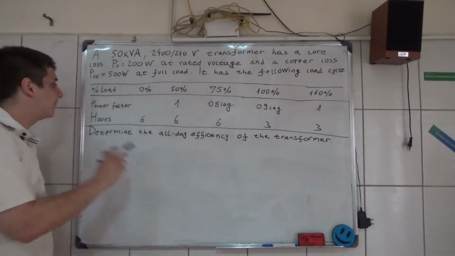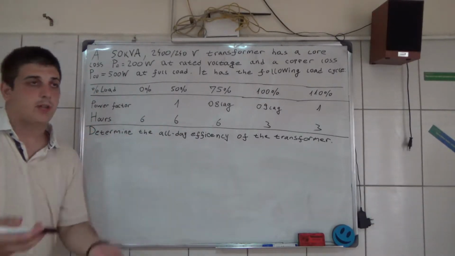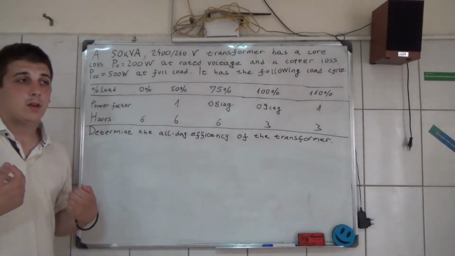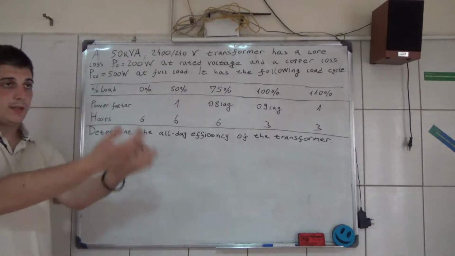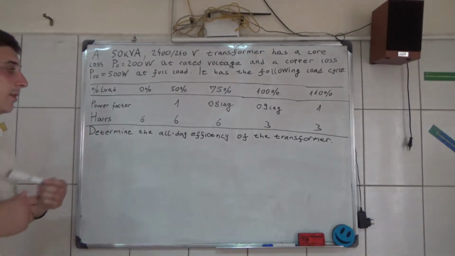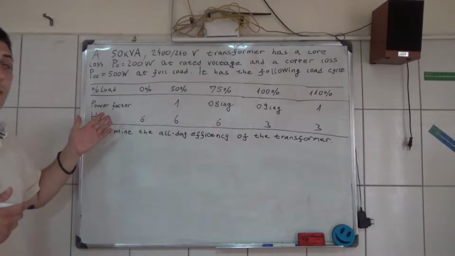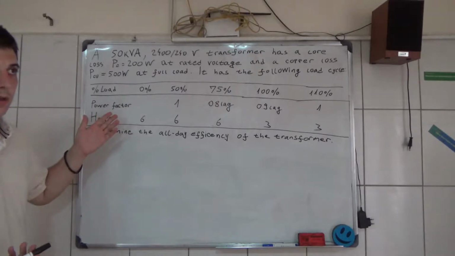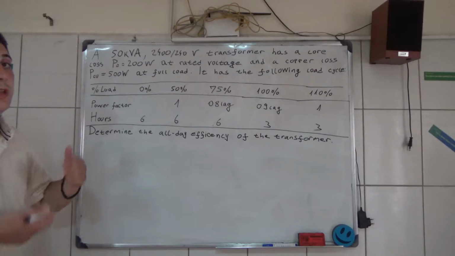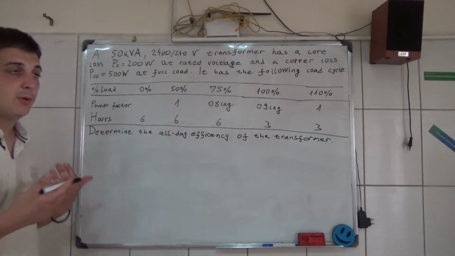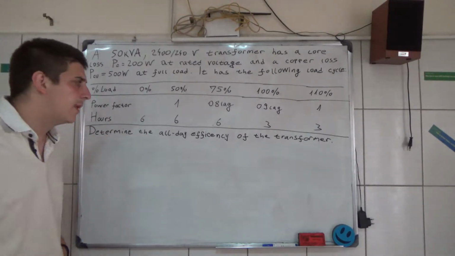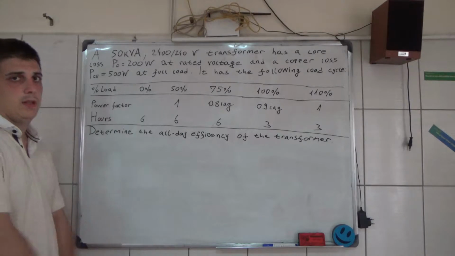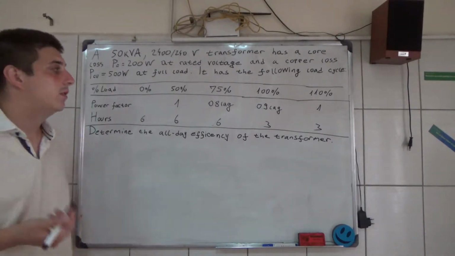So this is a table of which you have a transformer in your neighborhood that your neighborhood is using, and this is how it is used. Now we have to determine the all-day efficiency of the transformer. Now you can see that we have a power factor and how many hours we used the transformer in your neighborhood. The example doesn't say in your neighborhood, I just want you to use your imagination, so it could be a little simpler to understand this.